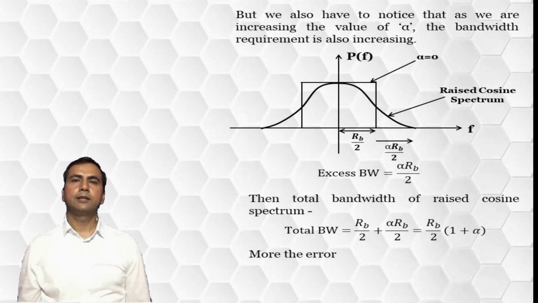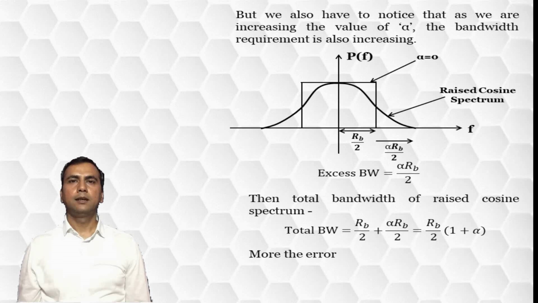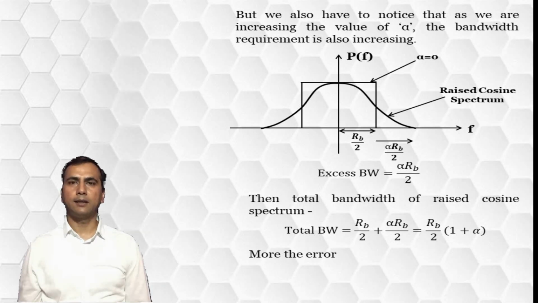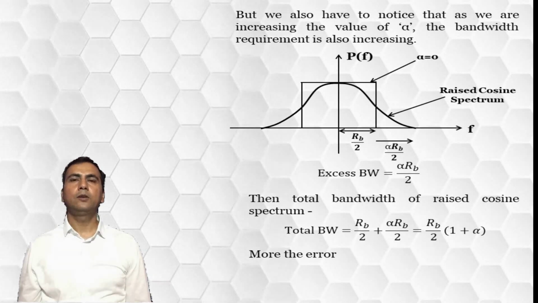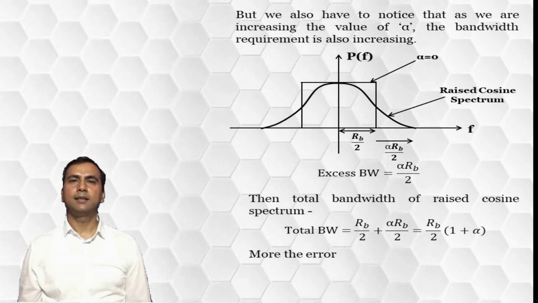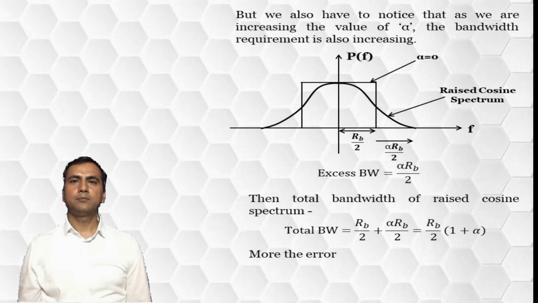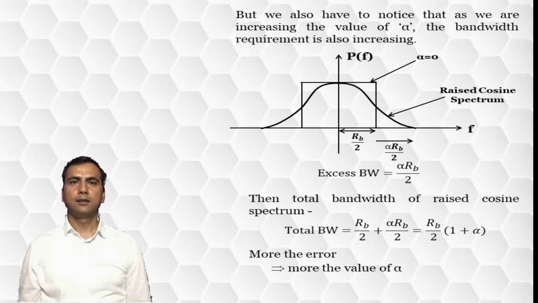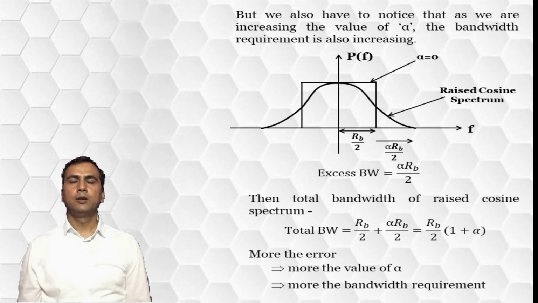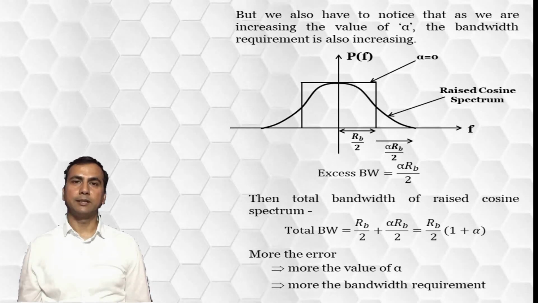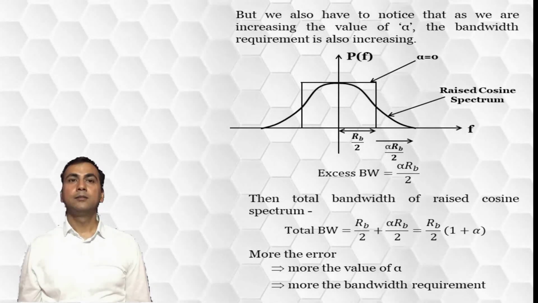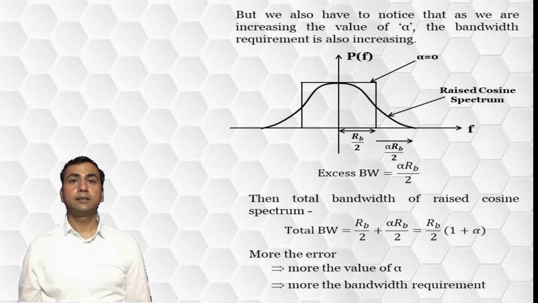If in a problem it is given that 25% excess bandwidth is required to suppress the timing synchronization error, then it means that the value of alpha is 0.25. From here, it is clear that the more the timing synchronization error, the larger the value of alpha you require. But at the same time, the bandwidth requirement will be more. So more the error, more the value of alpha, but more the bandwidth requirement.